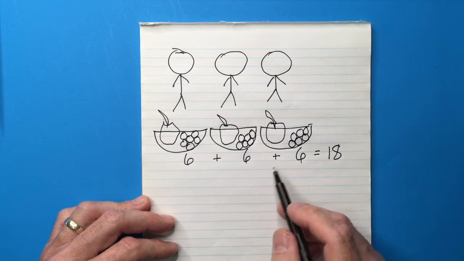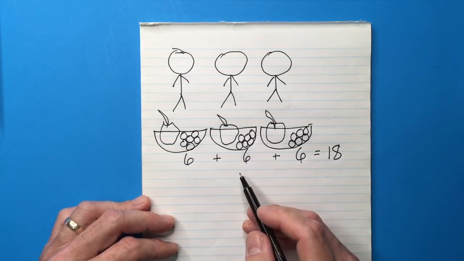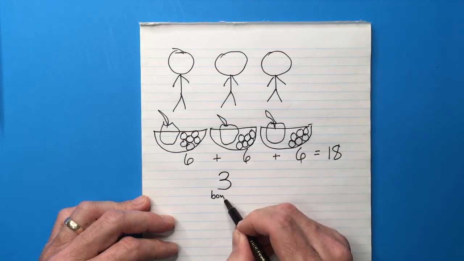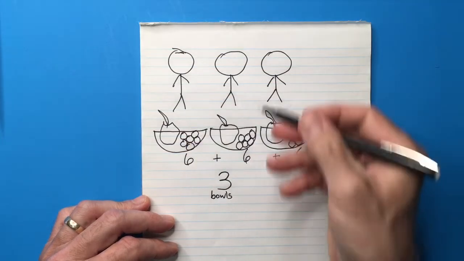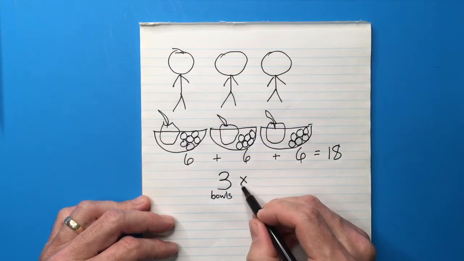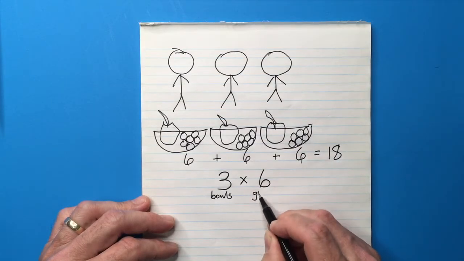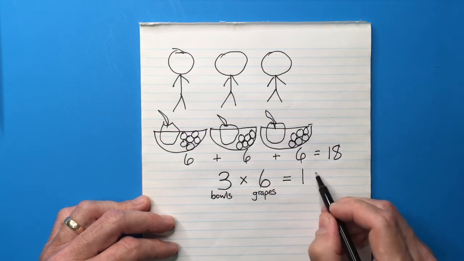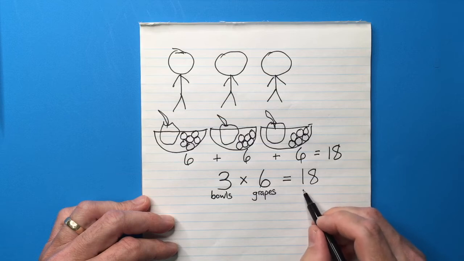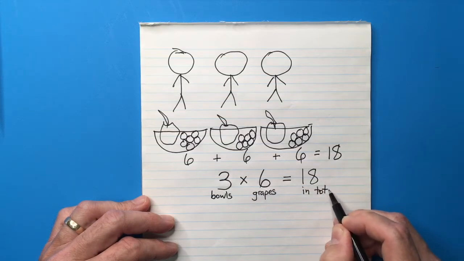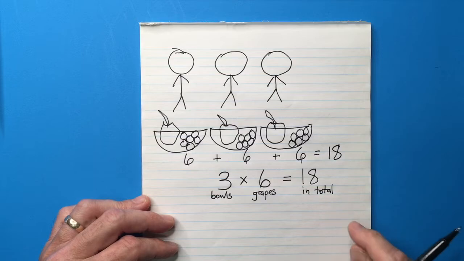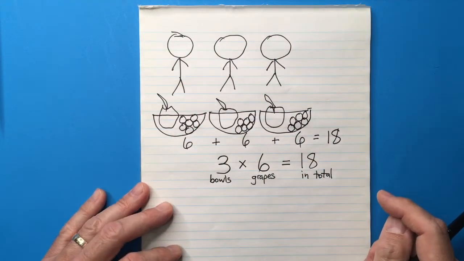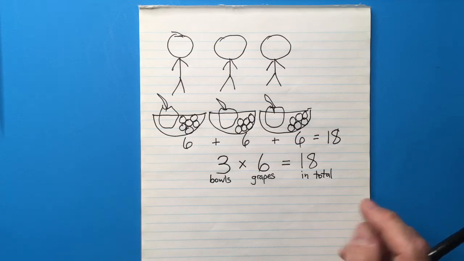Another way you could do this is you could say, well, I can multiply. I can say I have 3 bowls and 3 friends as well, because each friend gets a bowl. And I've got 6 grapes in each bowl. And that means that I have 18 grapes all together. Or you could also say in total. If you can draw a picture to explain what multiplication means, that shows that you have an understanding.